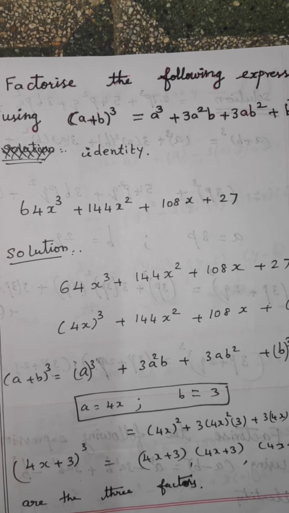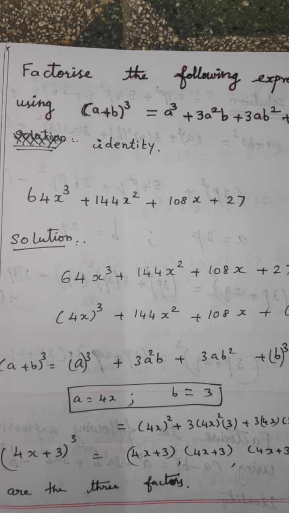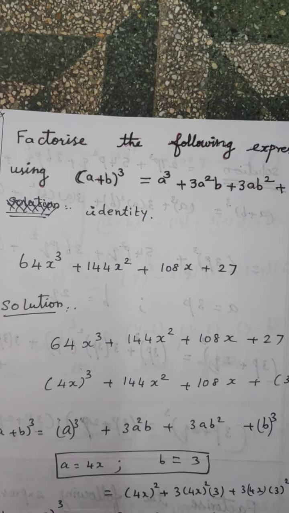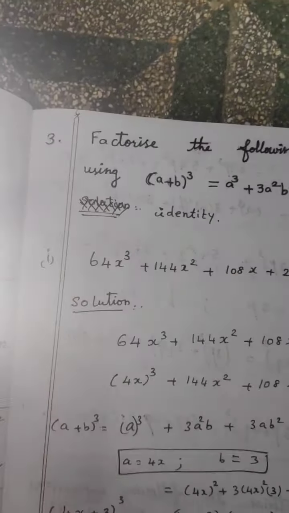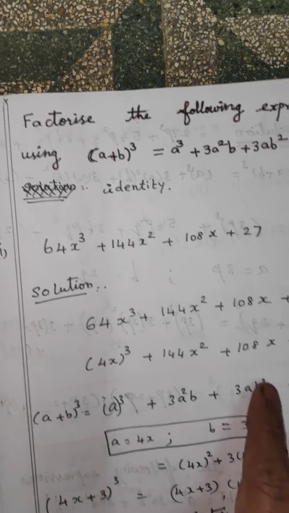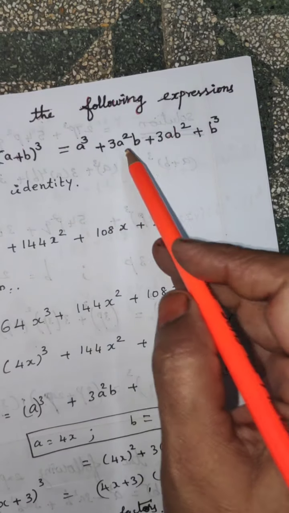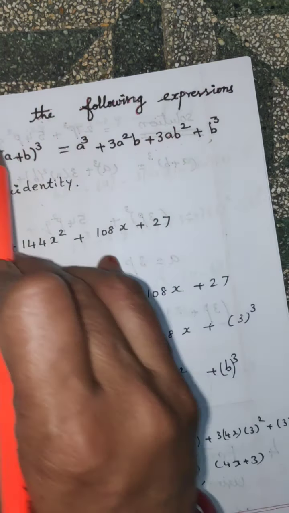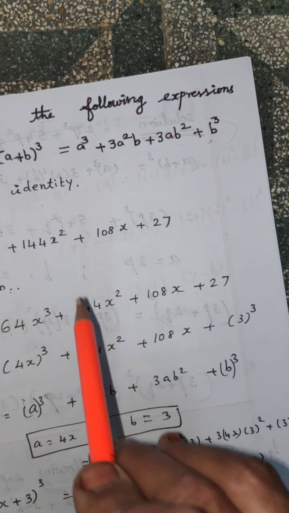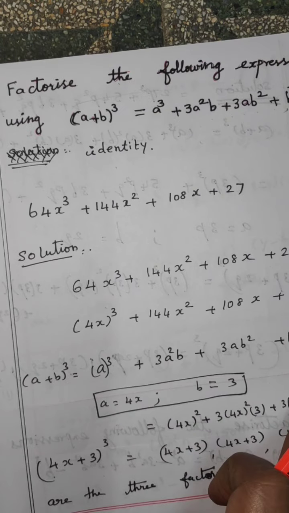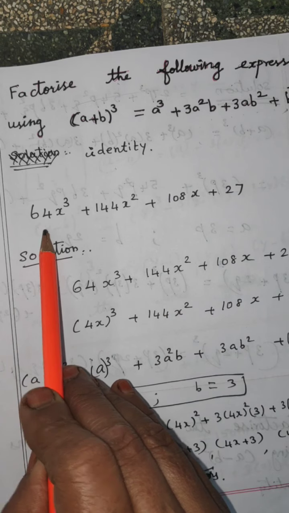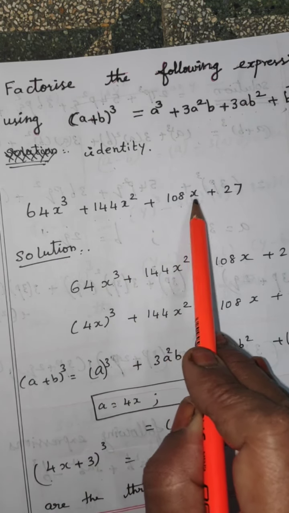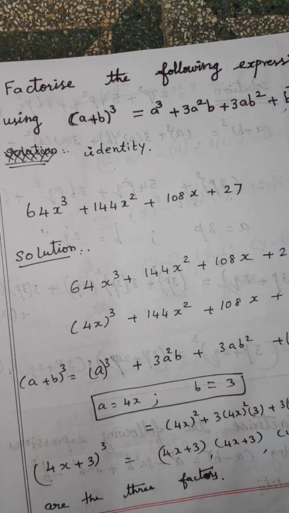These two sums, the third Roman letter and the fourth Roman letter, are very easy. Why? They are given in the formula also. Factorize the following expressions using a plus b whole cube is equal to a cube plus 3a squared b plus 3ab squared plus b cube. The identity is given. Use this identity and do the sums. Very easy. The first sum: 64x cube plus 144x squared plus 108x plus 27.